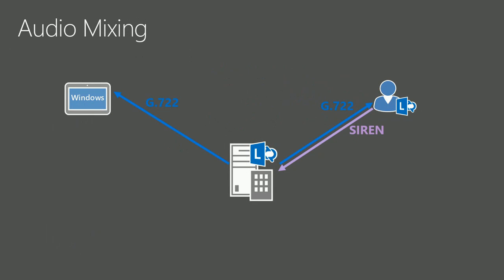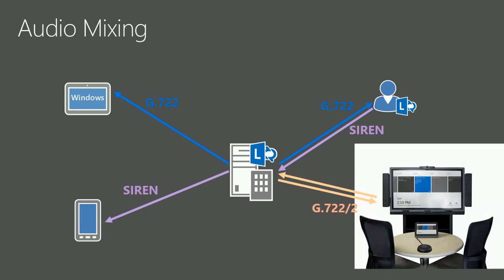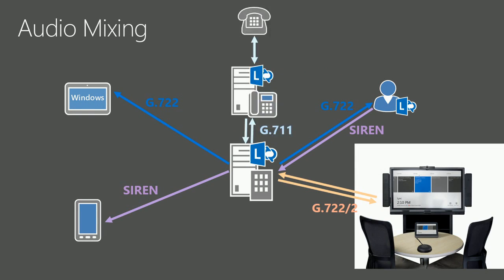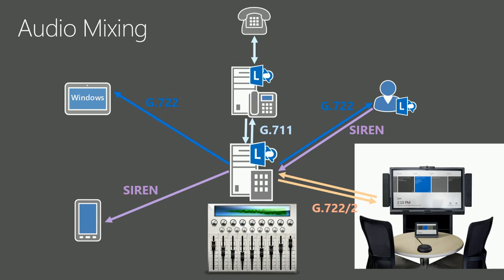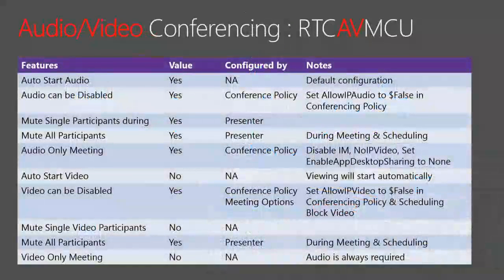And depending on what kind of client you are on, you could use different codecs, and that would be mixed in the server and then sent out. So we have some settings that we can do to control this as well. Mute all participants, auto start audio, disable video for the users, and so on.